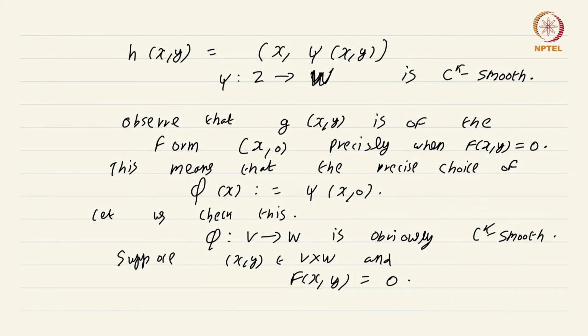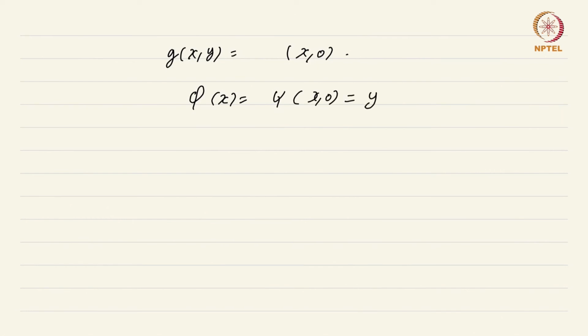Then this just means g of (x, y) is equal to (x, 0), right? That's just by definition. And that just means phi of x, which is just defined to be psi of (x, 0), has to be y. Okay, and this is all just by definition. So really, as I said, this is nothing but a triviality.